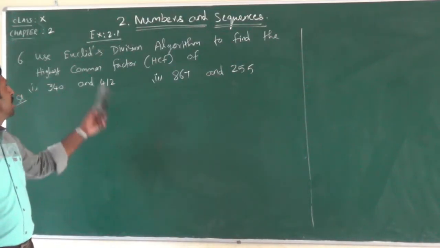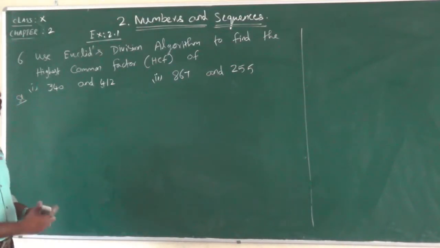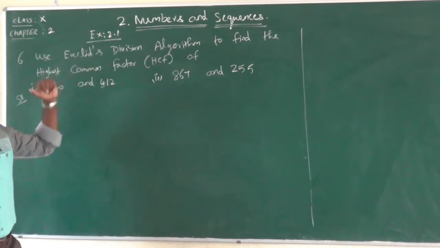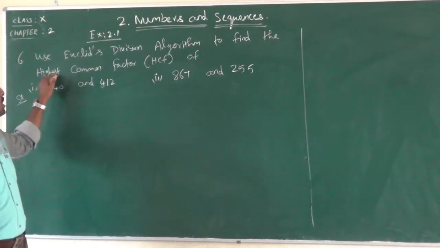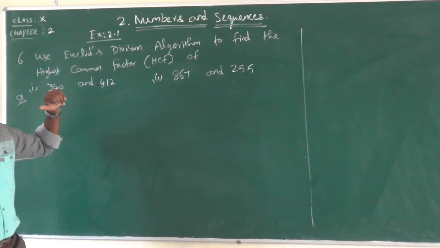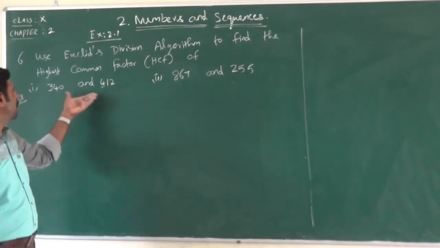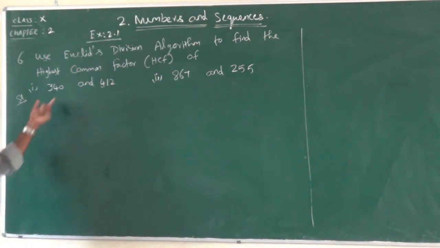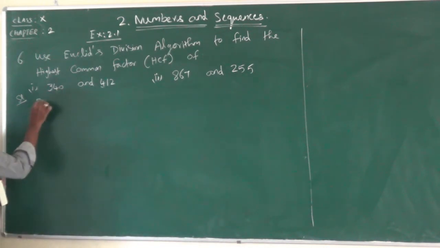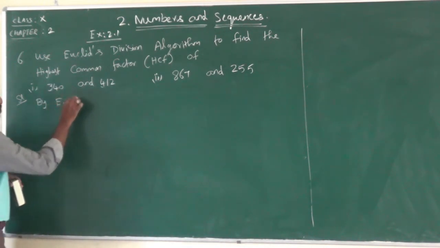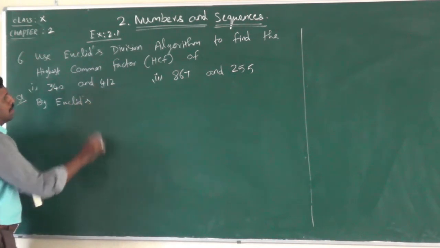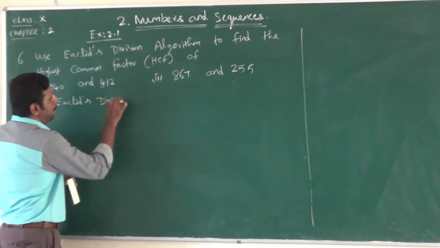Today we are going to see exercise number 2.1, question number 6. Use Euclid's division algorithm to find the highest common factor of the two given positive integers, 340 and 412, by Euclid's division algorithm.